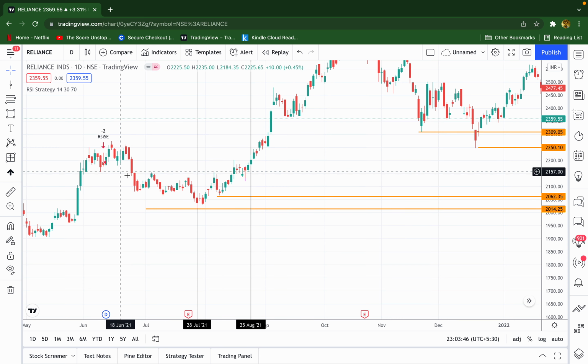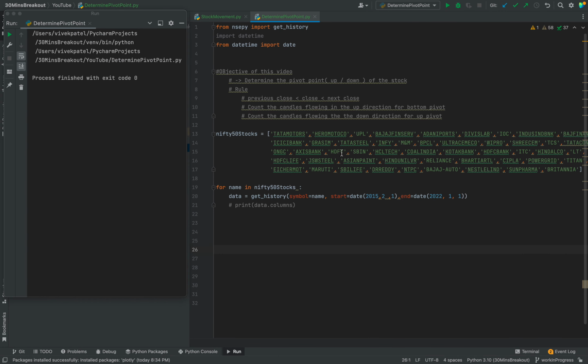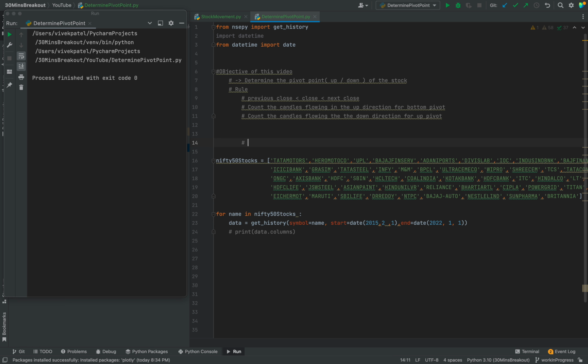This one. So we have a condition here: pivot of left should be greater than pivot, and pivot of right should be greater than pivot.